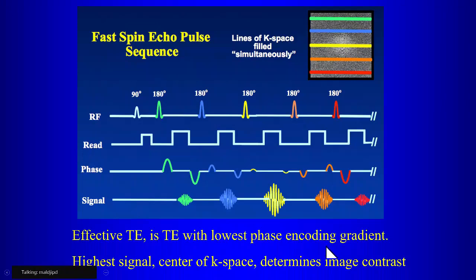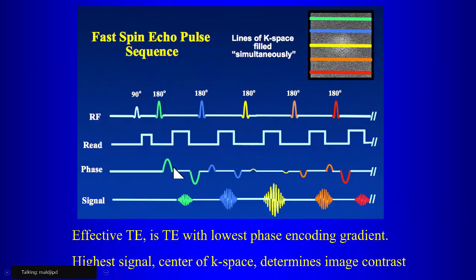Usually that's 0, right? So remember, we talked about the center of K-space. What does the center of K-space determine? Contrast, the image contrast, right? So your lowest phase encoding gradient determines your image contrast, and your lowest phase encoding gradient is 0. So the effective TE for any fast spin echo sequence is where the phase encoding gradient is set to 0. And so that's how you can change the TE.